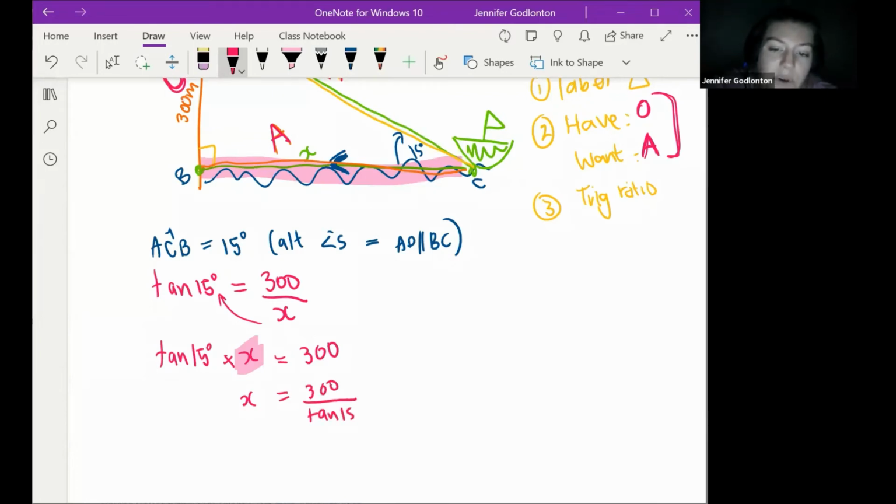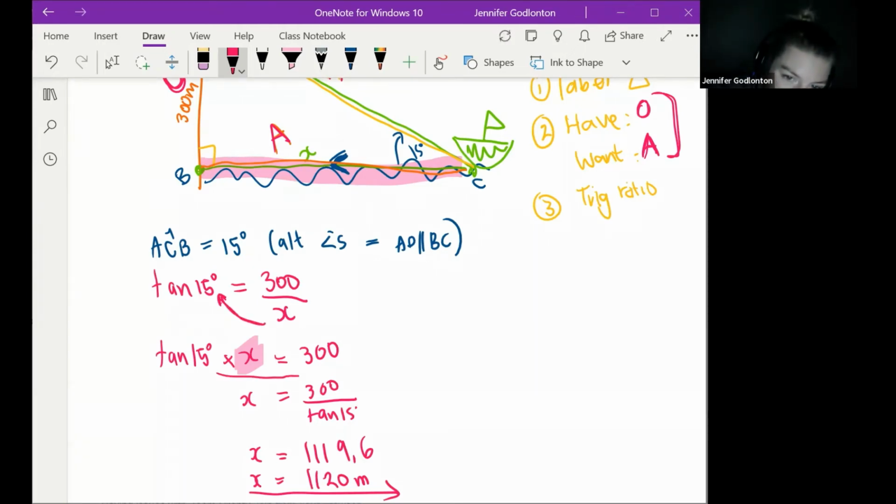And when I get to this point here, I can just put that straight into my calculator and I would get x is equal to 1119.6. And if they wanted it to the nearest meter, it would be 1120 meters. Don't forget your units. So just be careful. The first thing we want to do is move the x up and then we want to move the tan down, because we're trying to isolate that x.